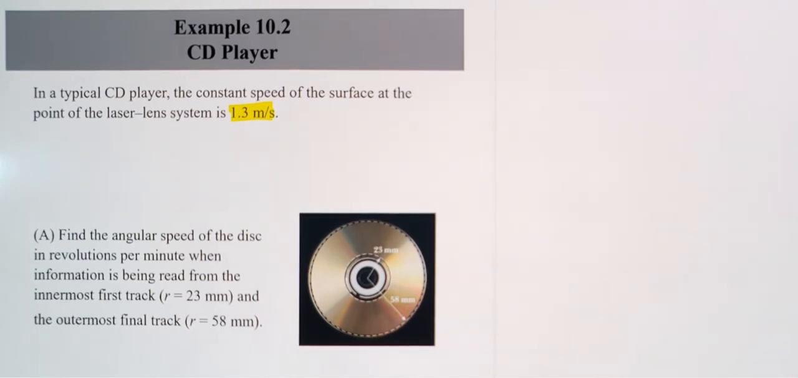So when you read from the hard disk at the beginning, it has to spin a little faster than when you read from the outside of the hard disk. This is the main idea of this question: the linear speed is fixed.